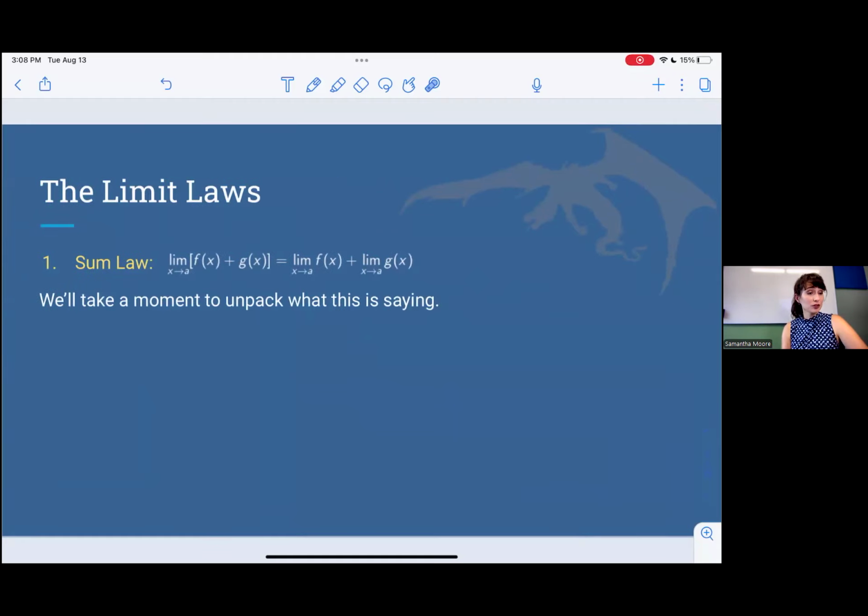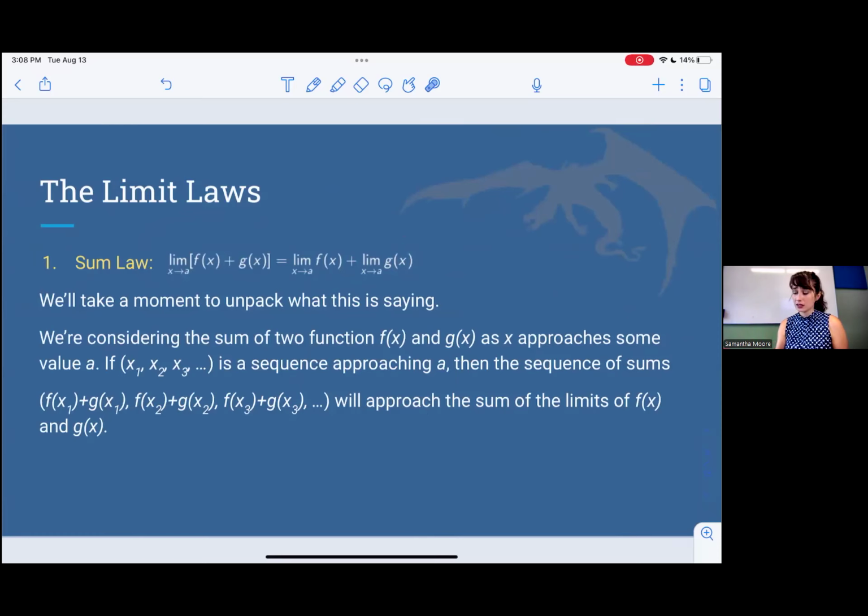So the first example of a limit law is the sum law. This says that if I take the functions f of x and g of x and add them together, I get a new function f of x plus g of x. And if I then take the limit of that new function as x approaches a, I'll get the same number as if I just took the limit as x approaches a of f of x and then added on the limit as x approaches a of g of x.